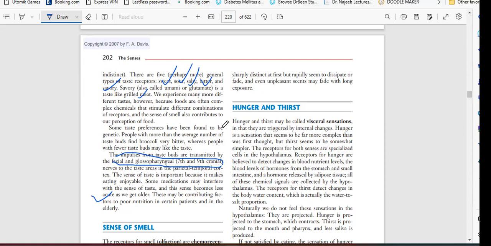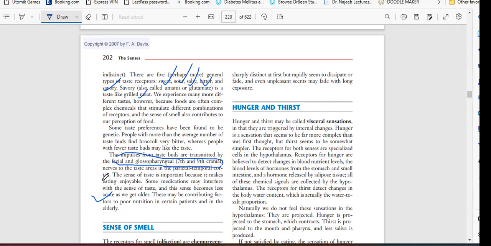Taste buds have sensory receptors, and more taste receptors are there. So that is the reason the persons will tell about that. So this is one of the things.